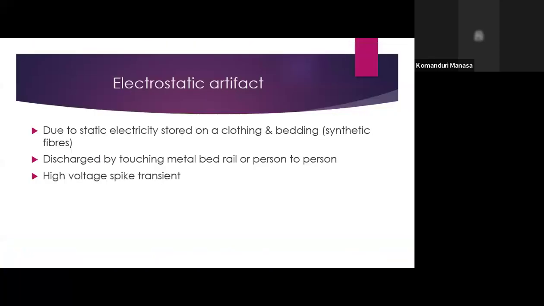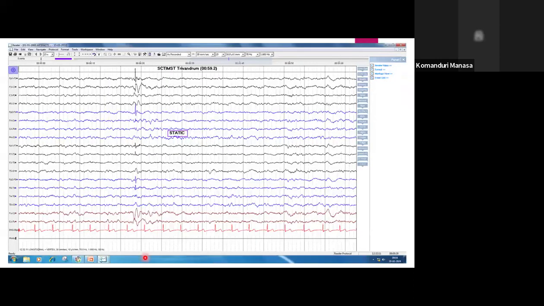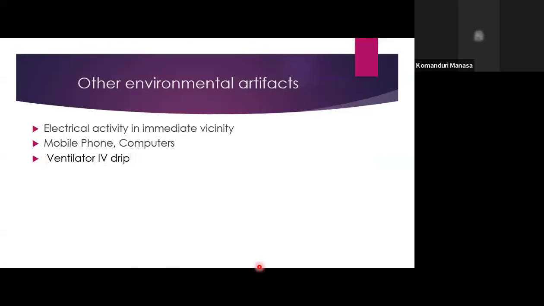So electrostatic artifact is due to static electricity stored on clothing and bedding, particularly synthetic fibers, which can cause this artifact when discharged by touching metal bed rails or through person-to-person contact, and this appears like high voltage spike transients. So this is the electrostatic artifact. Other environmental artifacts: electrical activity in the vicinity like mobile phones, computers, and ventilators and IV drips in ICU settings can cause artifacts.